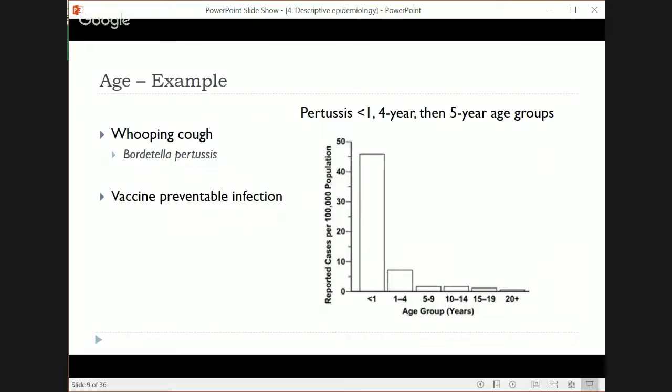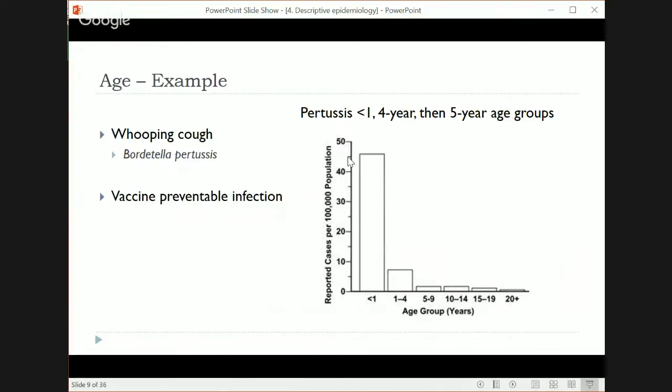All right, a quick example. This slide is showing us the age distribution of whooping cough. Whooping cough is caused by the bacteria Bordetella pertussis. This is a vaccine preventable infection, but what we see here is that the 1 to 4 age group and the less than 1 age group has the highest reported cases per 100,000 population.